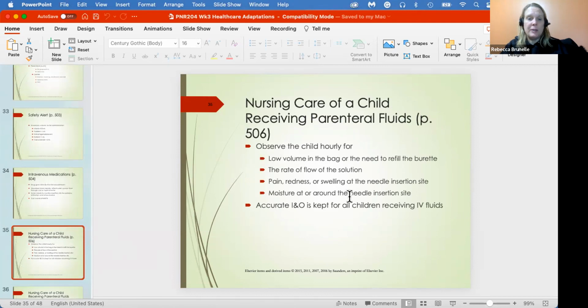Okay. So we talked about this. If they're on IV fluids, at least hourly you need to be looking at the IV, and there's a bag, and then there's a burette. You want to make sure that it's free flowing, there's not any air in the line, and you want to check if there's pain or redness or swelling. We talked about that would be phlebitis, and then it could also leak if there's any moisture around that site.